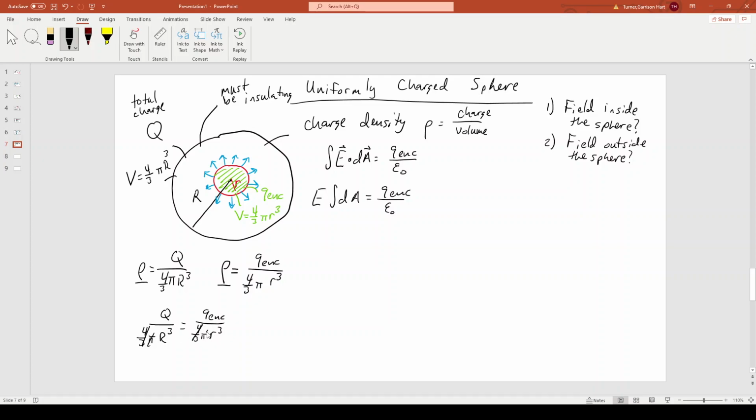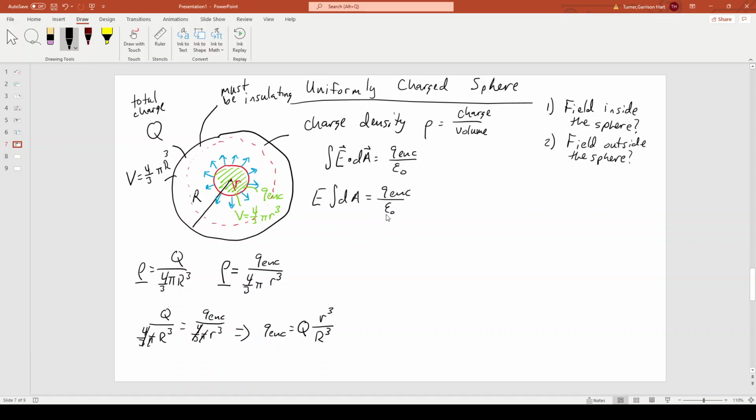So Q enclosed is going to equal Q, capital Q, times the ratio of r cubed to capital R cubed. So the larger I make my Gaussian sphere, if I expand outward toward the surface, I enclose more charge, and this ratio gets much closer to 1, and my total enclosed charge approaches the total charge capital Q.